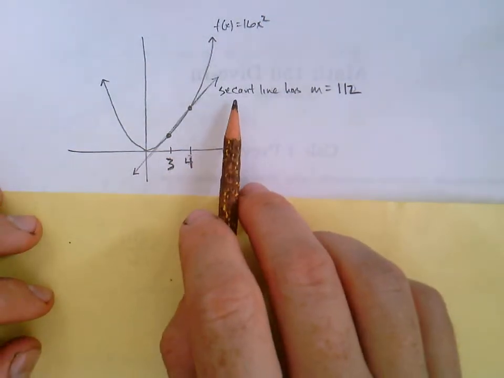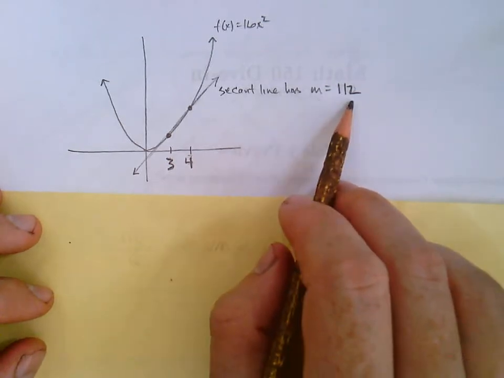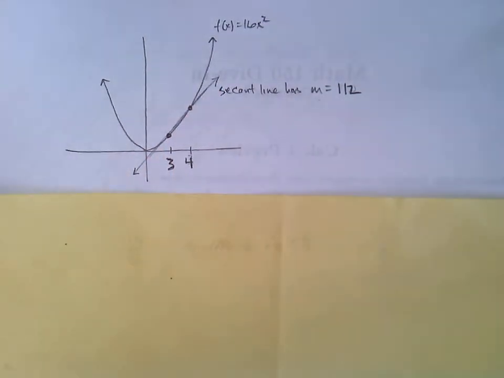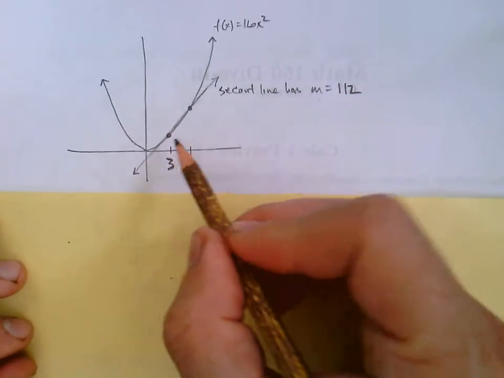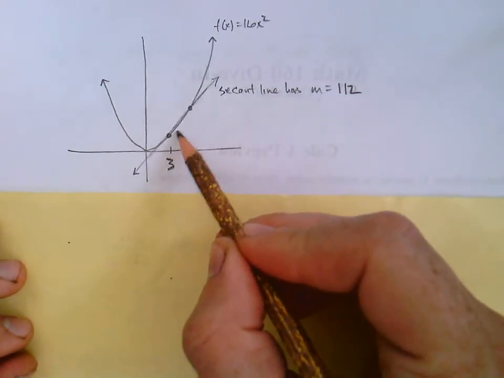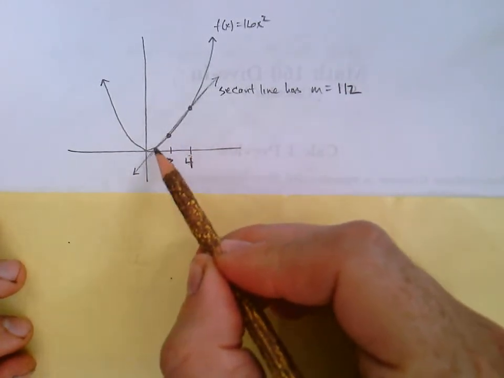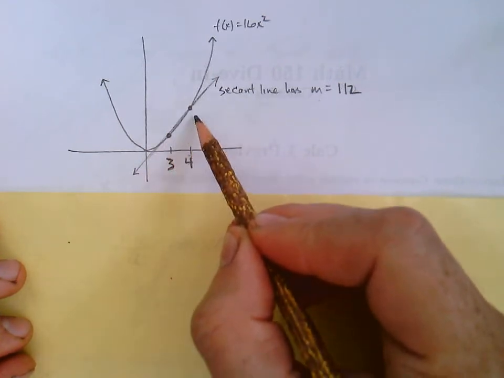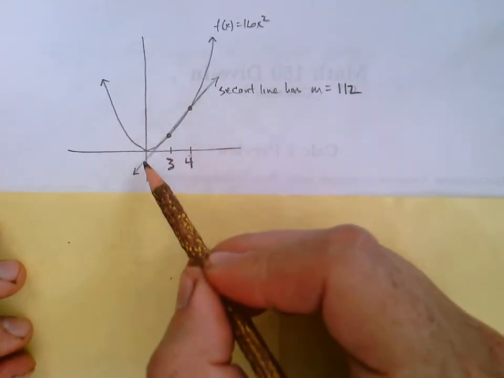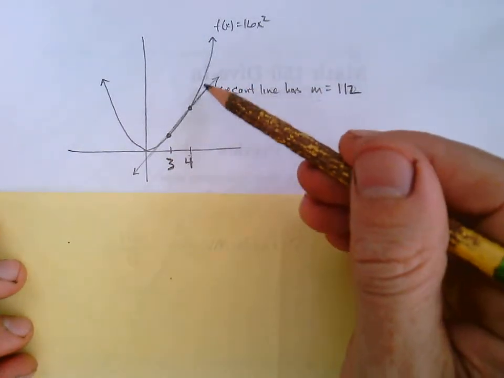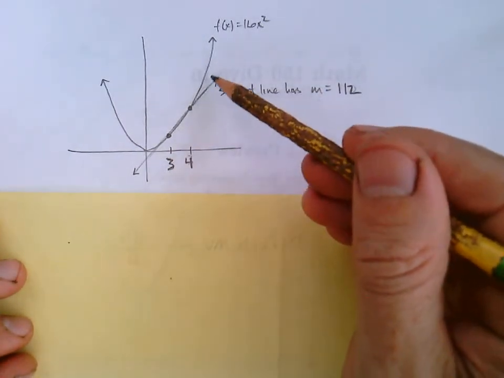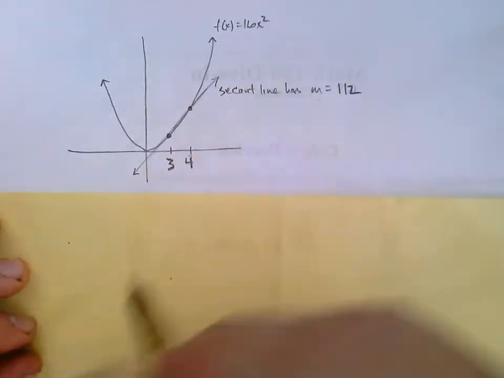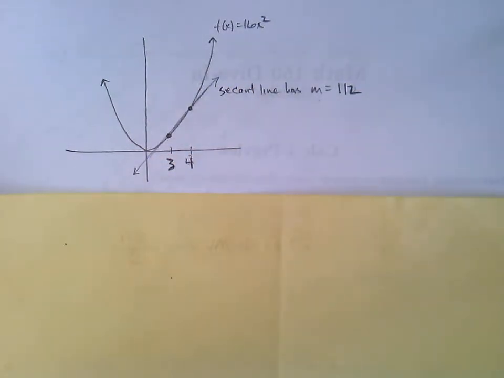And so the secant line has a slope equal to 112, that line right there. 112 over 1, right? Rise over run. But if you look at each individual moment, like 3 seconds, if you were to draw the tangent line there, it would not quite be as steep as our secant line. Or if you were to draw the tangent line at 4, it would be more steep than our secant line. So the secant line is our average, somewhere in the middle of those.